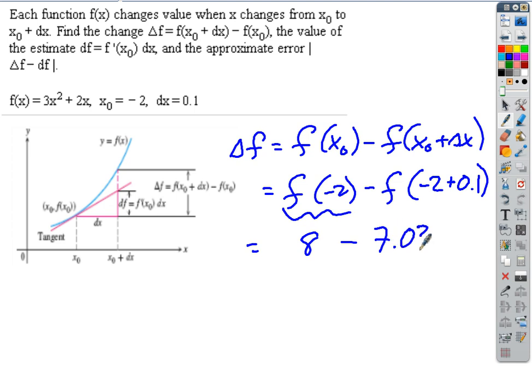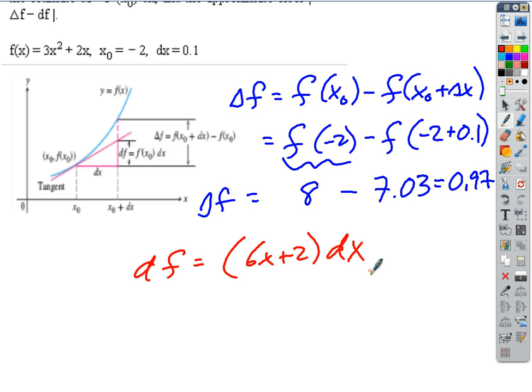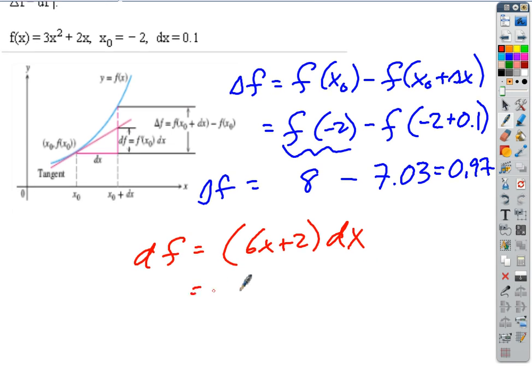So delta f, the actual change in the function, changes by an amount 0.97. Okay. Now what's the approximate change in the function? What's df? Well, df is just the derivative, which is 6x plus 2, times dx, right? So that's 6 times negative 2 plus 2, times 0.1.